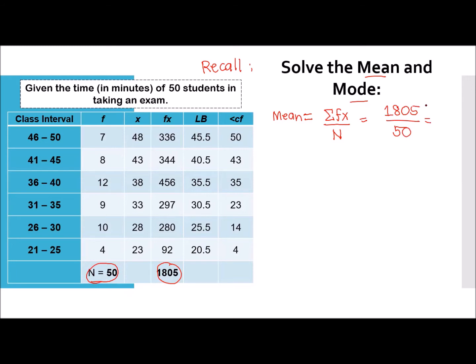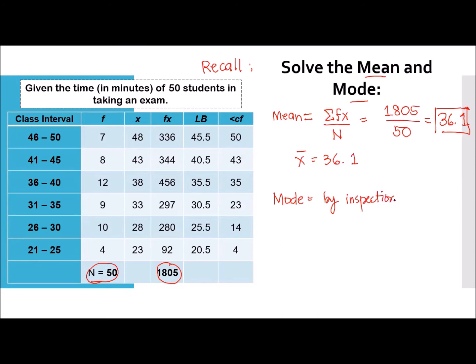Okay? So, 1,805 divided by 50, the answer here is 36.1. Okay? So, this is now our final answer. Our mean is 36.1. That's how you do it in the group data. Now, how about the mode? Let's do it by inspection.